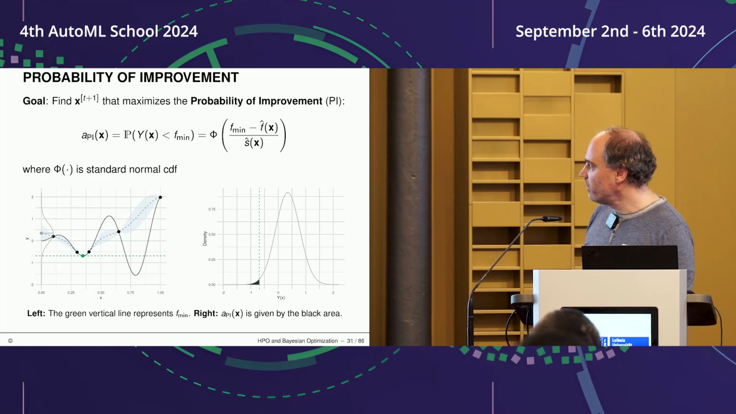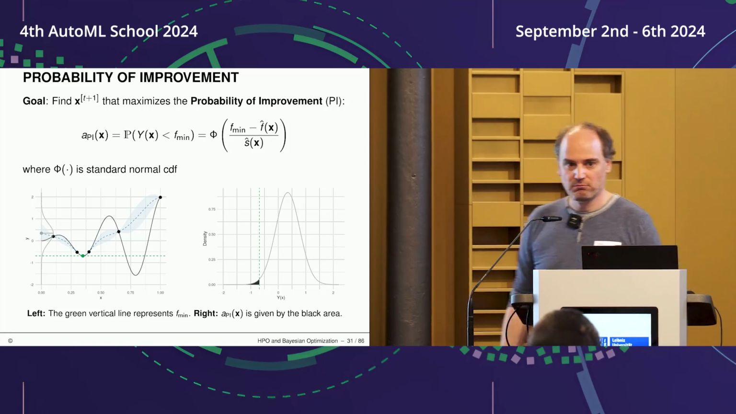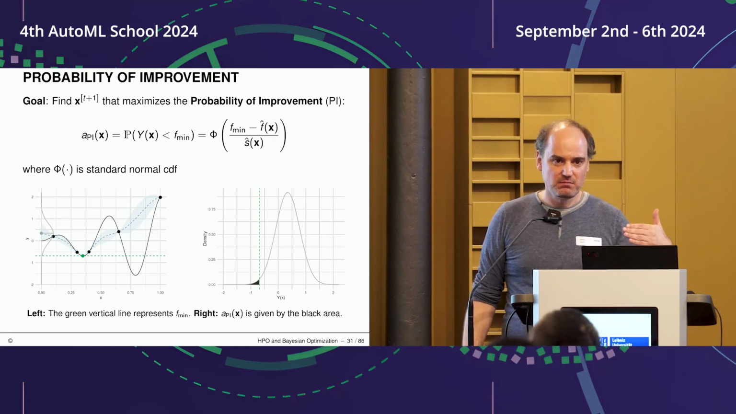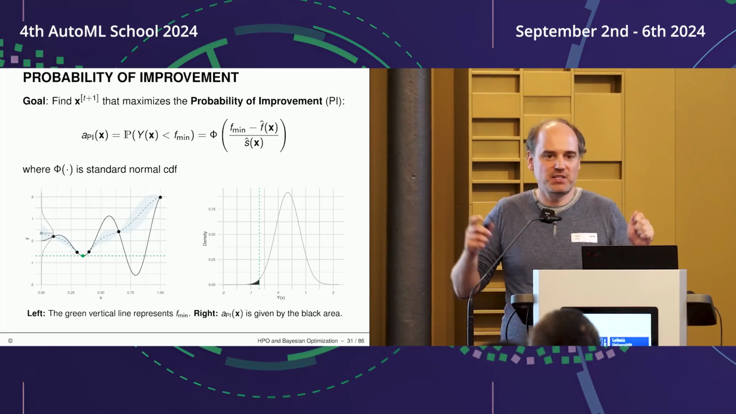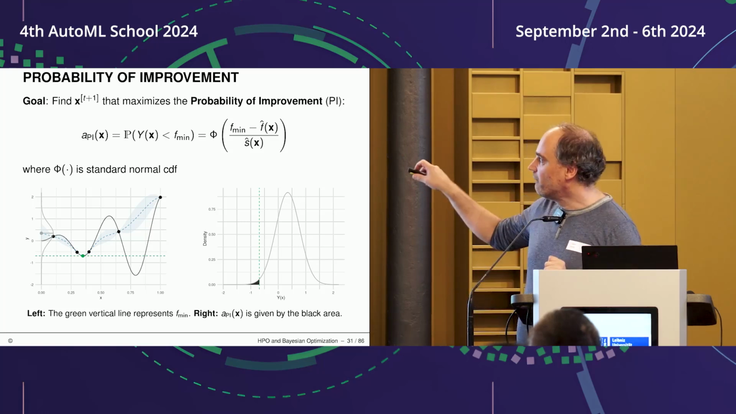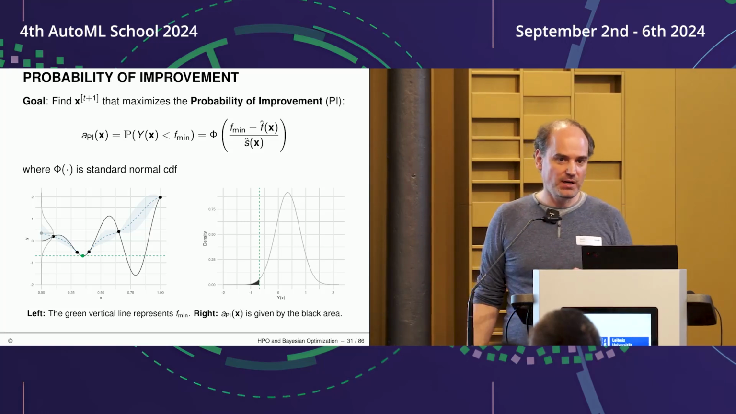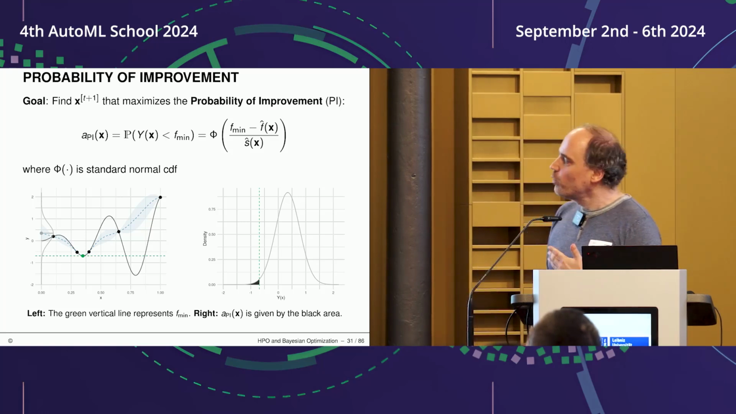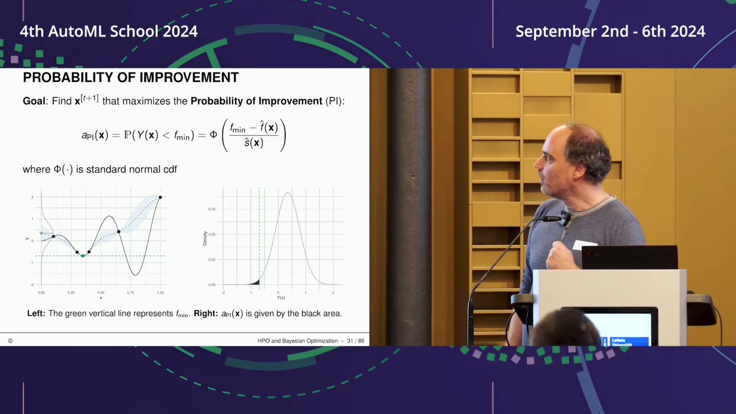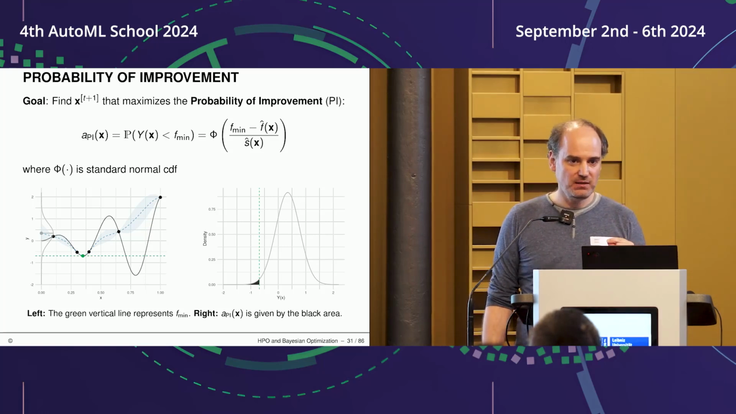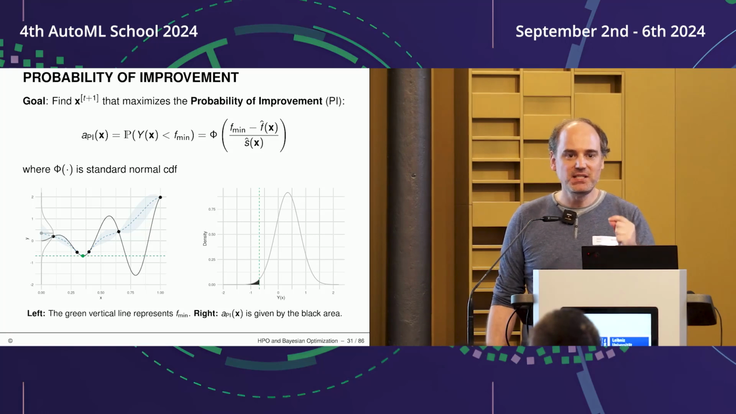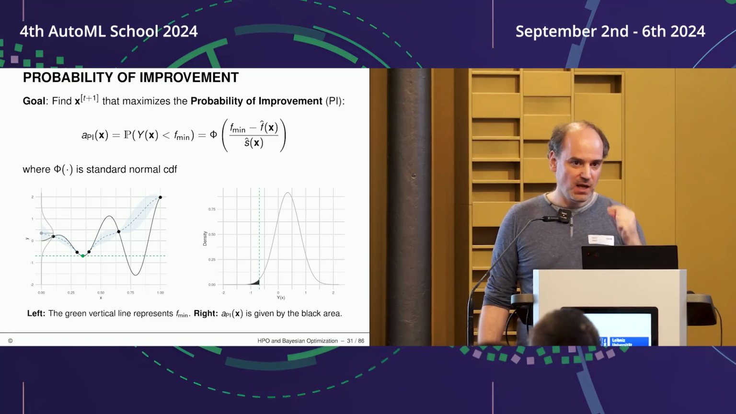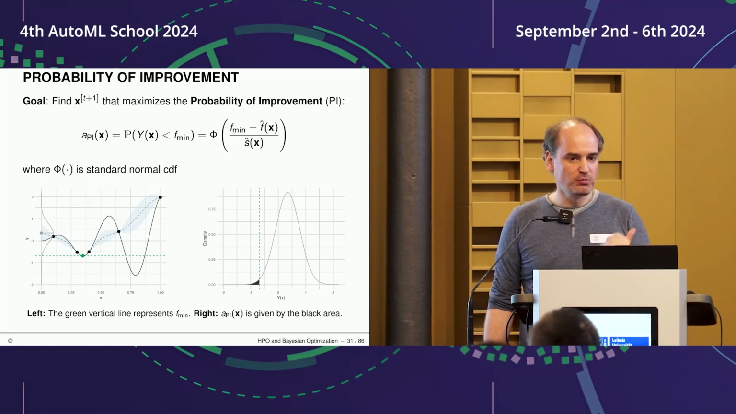Something I forgot before is that it might be interesting to look at f-min. f-min is just the best performance value. I usually minimize, so everything is like a loss, as often in machine learning. So this is the lowest value I've seen in my archive. Wouldn't it be a reasonable question to ask: if I evaluate at x, what is the probability that I improve upon this incumbent in my archive? The higher this probability is, the more I maybe want to evaluate that point.